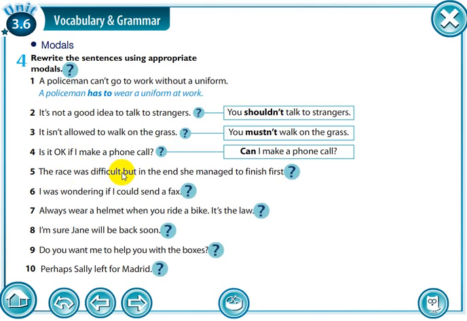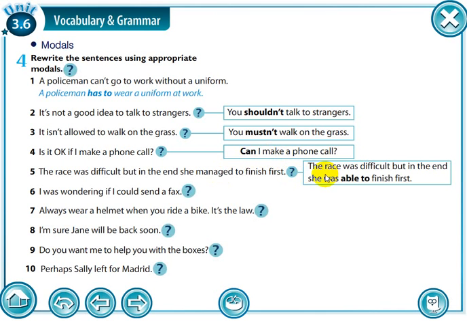Number 5, the race was difficult, but in the end she managed to finish first. This is, as I said before, when I talk about past ability, I can use could or was able or were able to. The difference is could is used when I have a general ability, while was or were able to is used when I talk about a specific situation. So here it is a specific situation. The race was difficult, but at the end she was able to finish it. Number 6, I was wondering if I could send a fax. It is a request. May I send a fax?